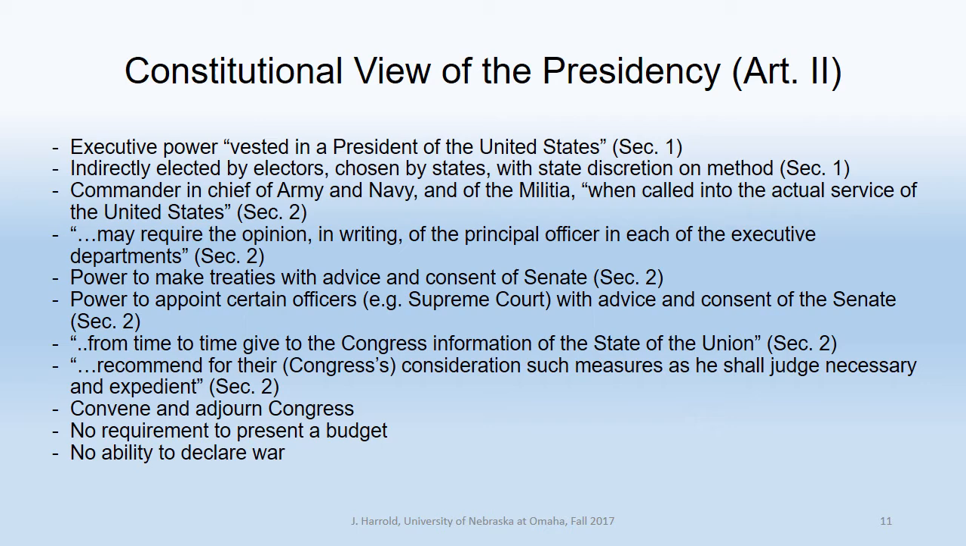The Congress made the laws for the military. The president did become the commander-in-chief when called into actual service of the United States. That changed. It didn't just change in the last 50 or 70 years. It changed over time.